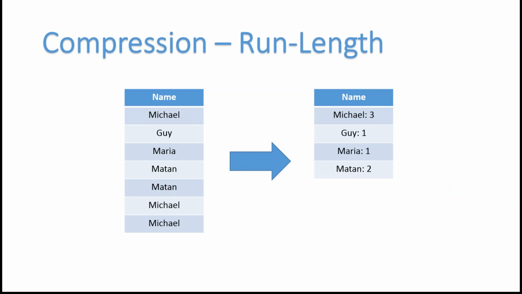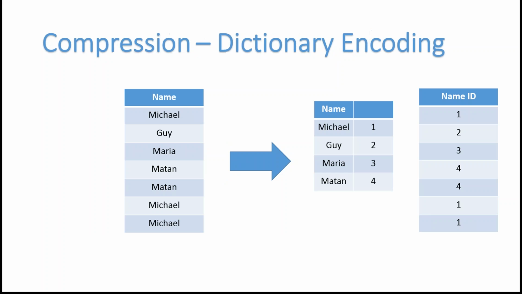Another way is to use something called run length. So let's say for Michael, I hold the value 3 because it is shown 3 times in the array. For Guy, I hold 1. For Maria, I hold 1, and for Matan, I hold 2.